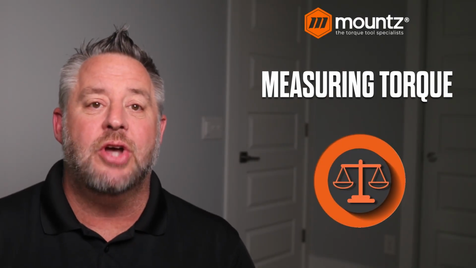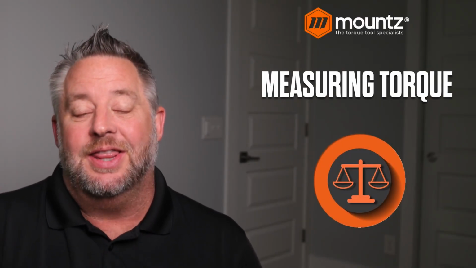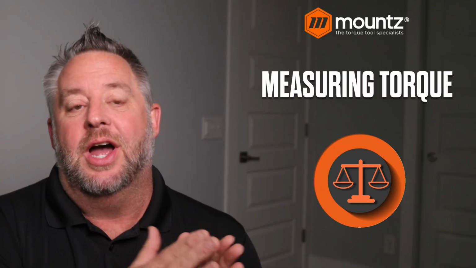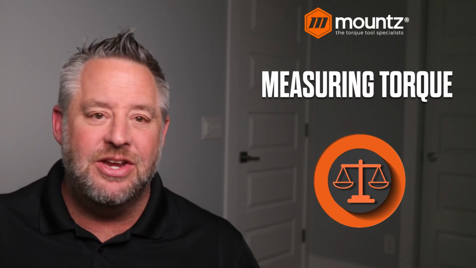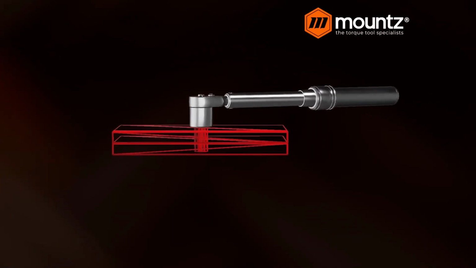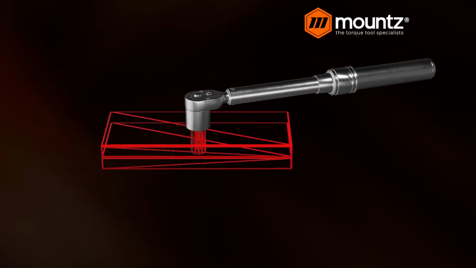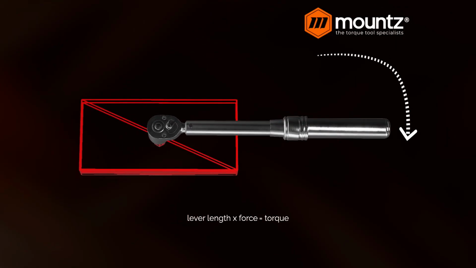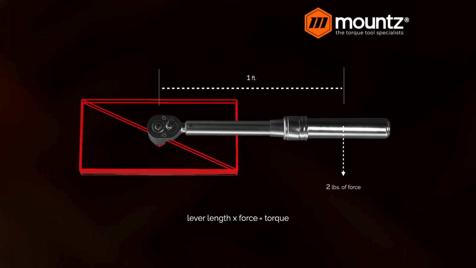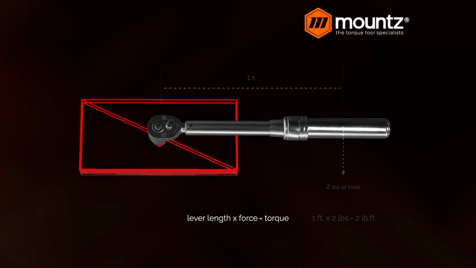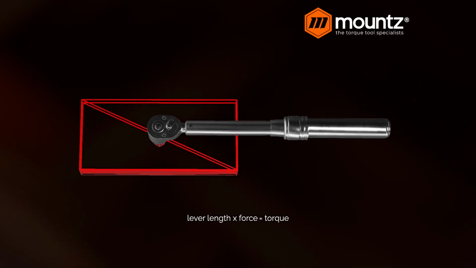Now, when we're talking about measuring torque, as it relates to general terms, it is going to be a calculation based off of force and distance. And so if we have a wrench here and we are applying load to that fastener, if we put 2 pounds of force on that wrench at a 1 foot distance, we have created 2 foot-pounds of torque. Again, it's distance times the force.